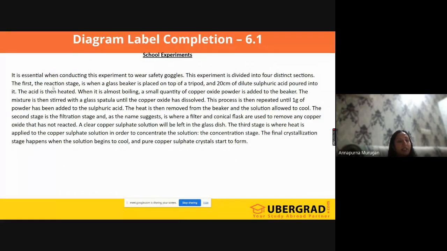The first, the reaction stage, is when a glass beaker is placed on top of a tripod and 20 centimeters of dilute sulfuric acid poured into it. The acid is then heated.